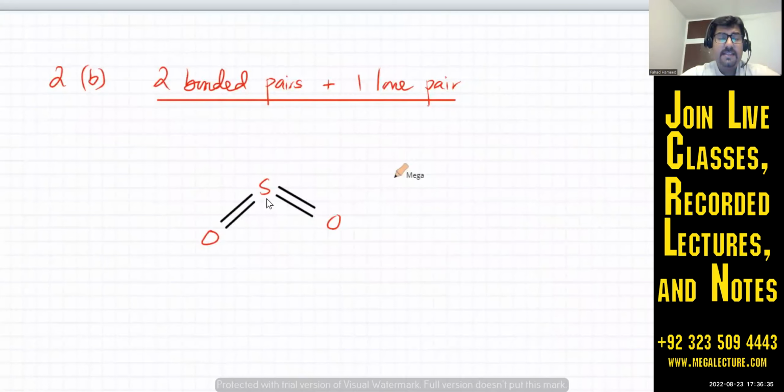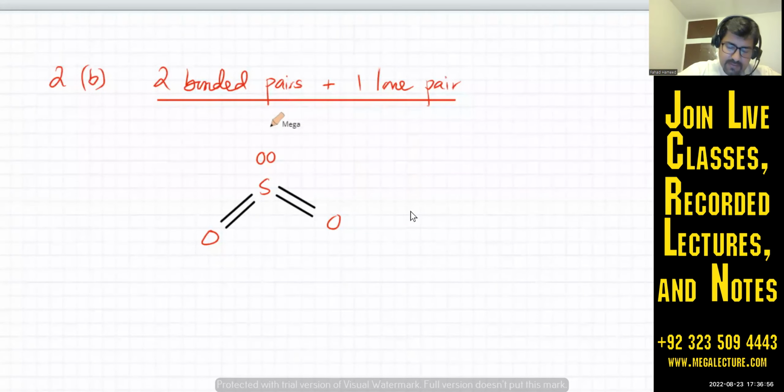Sulfur is a group 6 element. That means it's got 6 valence electrons. 2 of them got used up in this bond, 2 of them got used up over here. So 2 are left. So that means it's got a lone pair over here. Now the shape is kind of the same. It's going to be fan shaped.